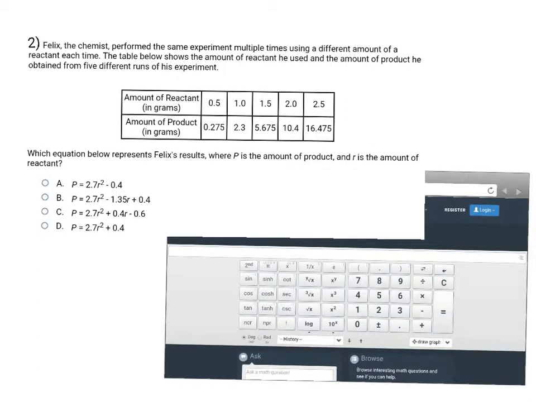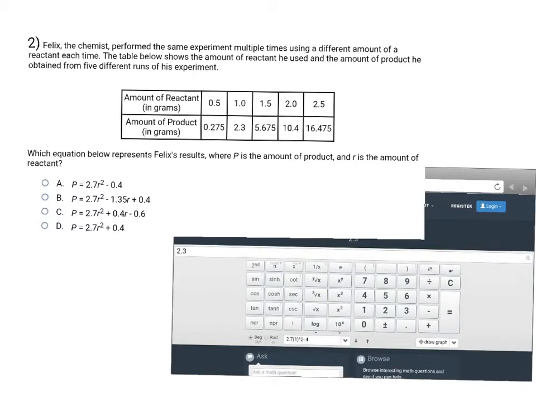So I'm going to clear it and take 2.7, parenthesis 1 and parenthesis squared, minus 0.4. And that gives us 2.3. That's what I'm looking for here.